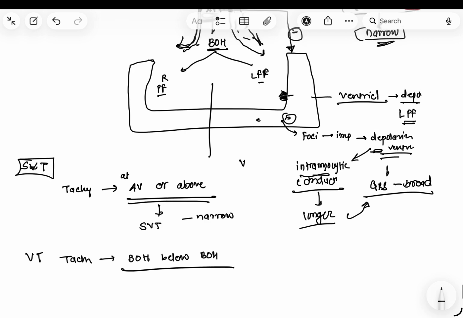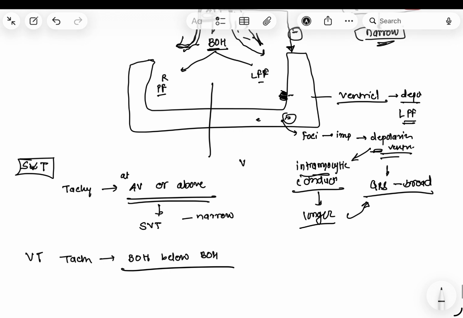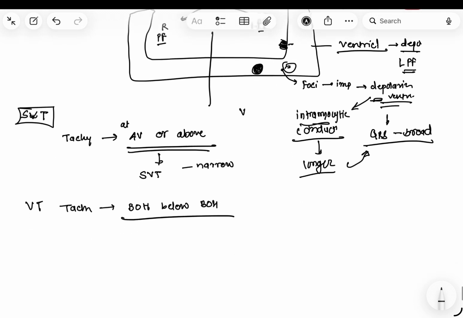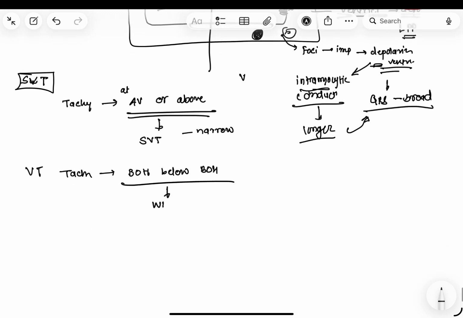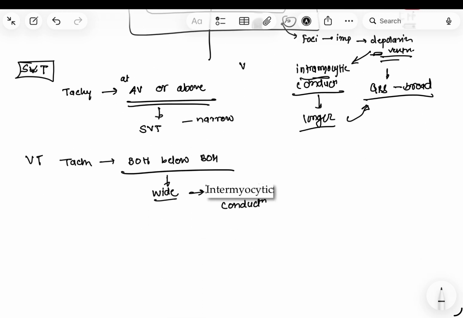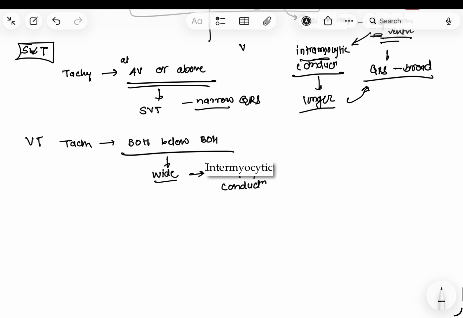right? What about ventricular tachycardia? Most ventricular tachycardia will start with a foci that is within the ventricles. So if the foci is in the ventricle, which QRS complex will we get? That is a wide one. Why? Because there is intramyocyte conduction, right? So I hope you are satisfied with this explanation. In supraventricular tachycardia we will get a narrow QRS complex, and in ventricular tachycardia we will get a wide QRS complex.